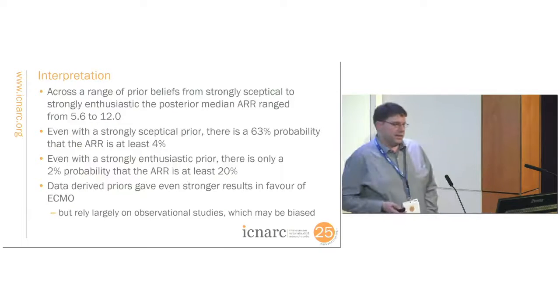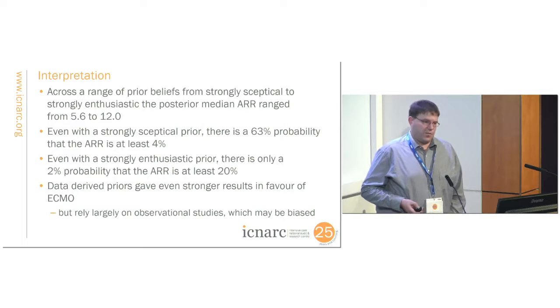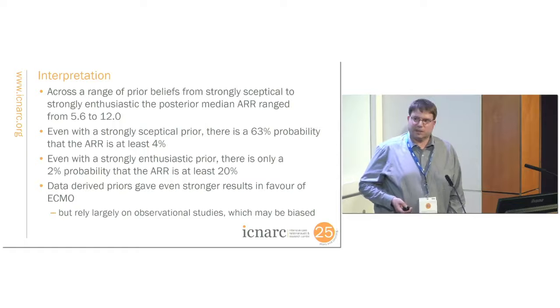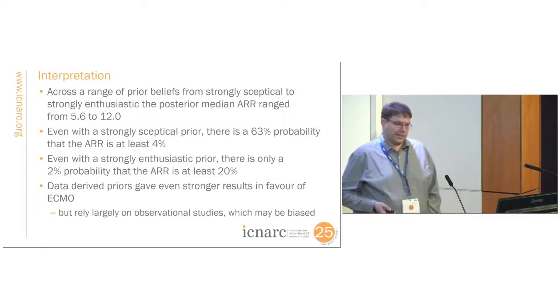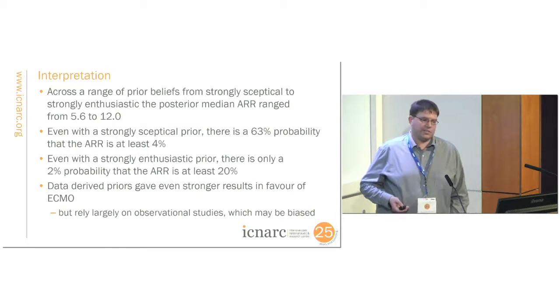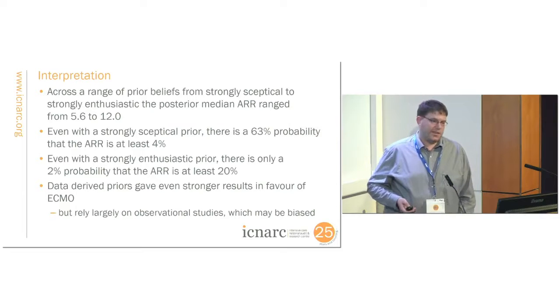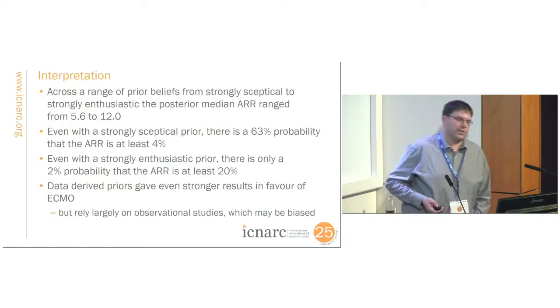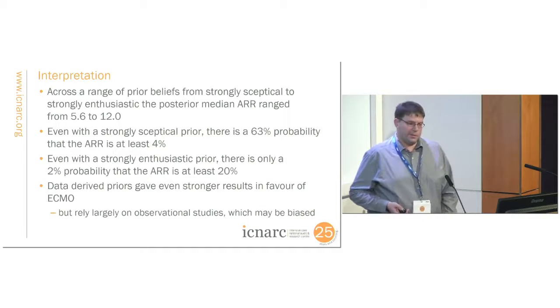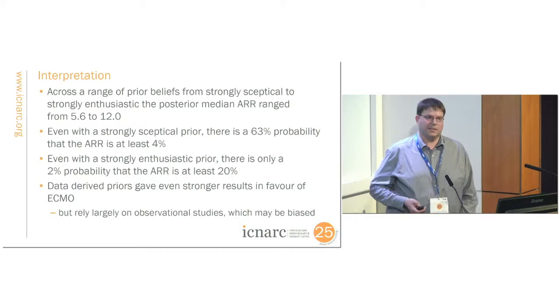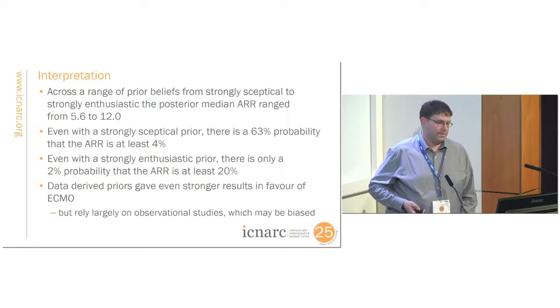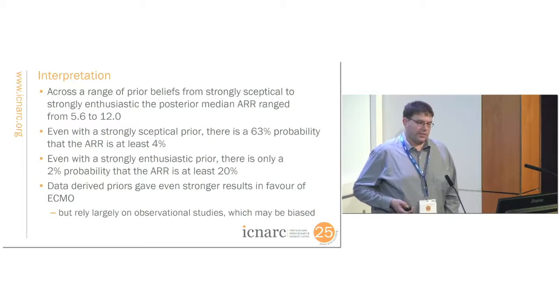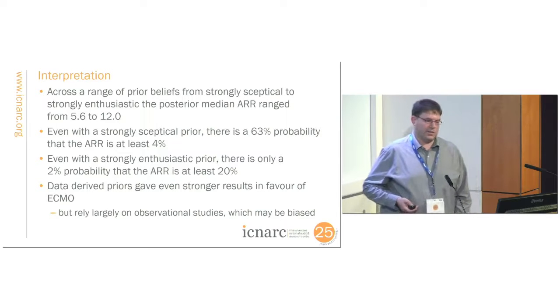So what would the interpretation on these be? So we would say that across a range of prior beliefs, from strongly skeptical to strongly enthusiastic, the posterior median of the absolute risk reduction ranged from 5.6% to 12%. Even with a strongly skeptical prior, there's a 63% probability that the absolute risk reduction from ECMO is at least 4%. And even with a strongly enthusiastic prior, there's only a 2% probability that the absolute risk reduction is at least the 20% that Aeolia was designed to detect. And those data-derived priors gave even stronger results in favour of ECMO, but do rely largely on the observational studies, which may be biased.